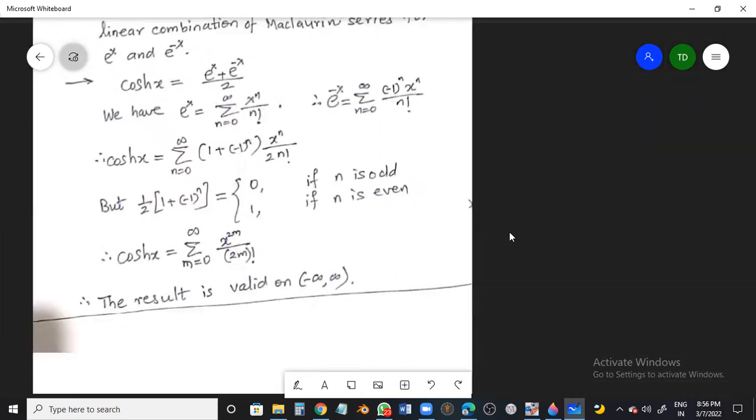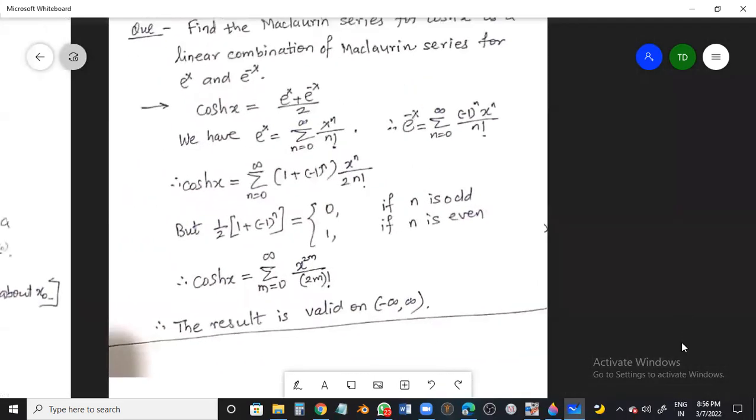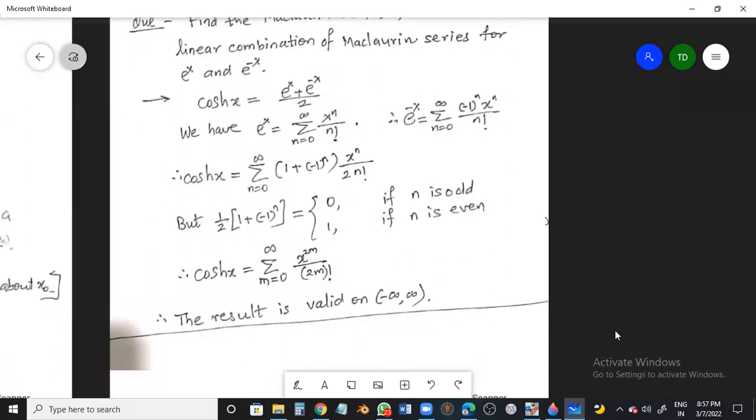So cos hx will be summation m from 0 to infinity. There will not be any odd powers; all powers will be even. So we are writing it in the fashion x raised to 2m upon 2m factorial. So I feel you got the power series expansion of cos hx. I have shared this document with you already. I hope you can go through it.